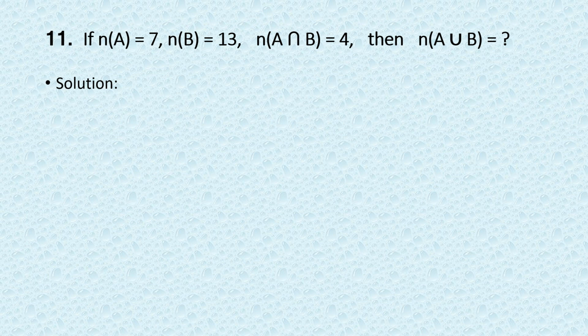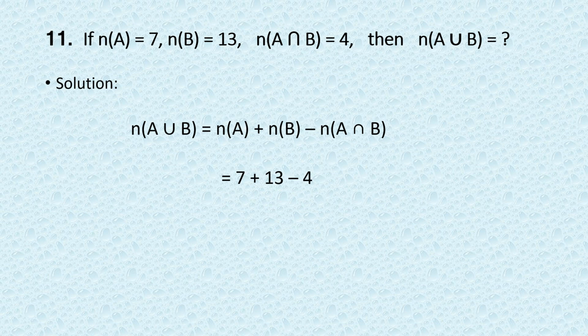Question number 11. If set A, n of A is equal to 7, set B, n of B is equal to 13 and n of A intersection B is equal to 4. The question is to find n of A union B. Now you know the formula. Write down the formula: n of A union B is equal to n of A plus n of B minus n of A intersection B. Substitute all the values given in the question: 7 plus 13 minus 4. The answer is n of A union B equal to 16.